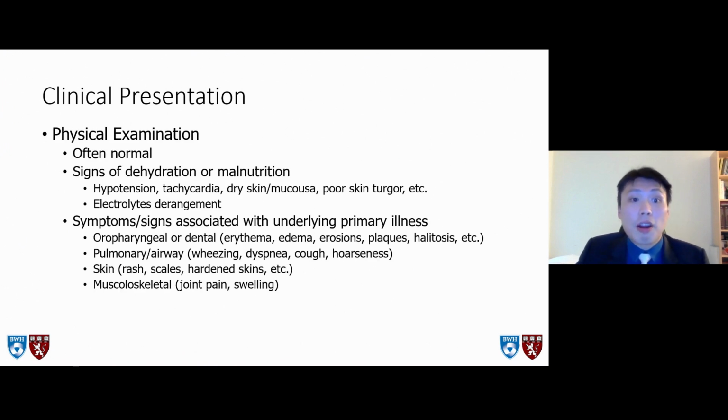In terms of physical examination, they're often normal, although in patients with severe symptoms, they may have signs of dehydration or malnutrition, such as hypotension or tachycardia. Also, there may be some signs or symptoms associated with their underlying primary illness. For example, there might be oropharyngeal or dental signs if there is reflux coming up to the oral cavity or the oropharynx. There might be pulmonary or airway issues in patients who are either aspirating or having significant reflux or regurgitation coming back up. Patients with underlying autoimmune conditions may have skin symptoms or signs, such as patients with scleroderma, and also musculoskeletal symptoms.